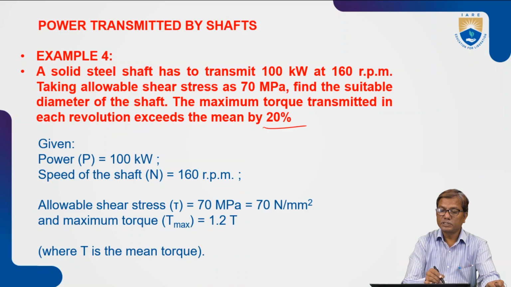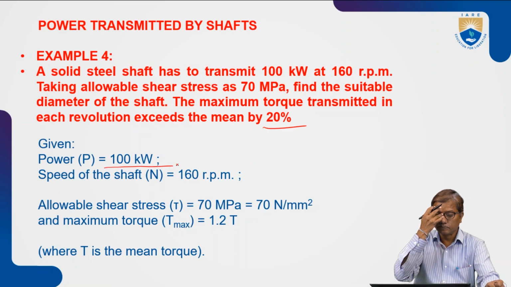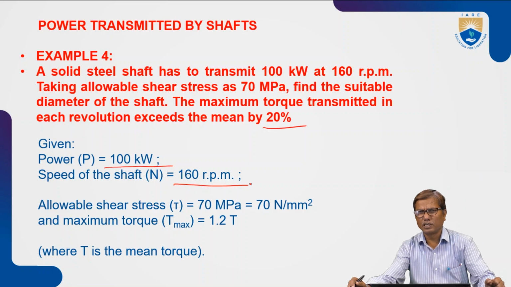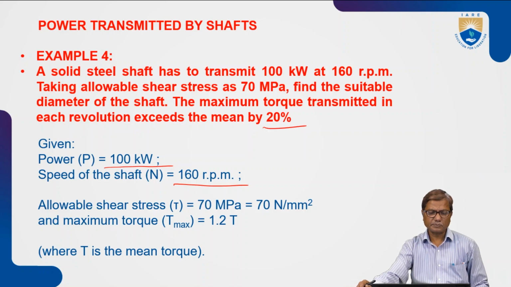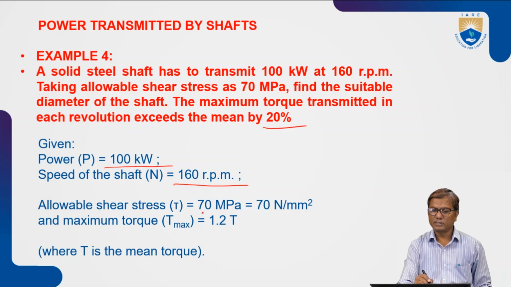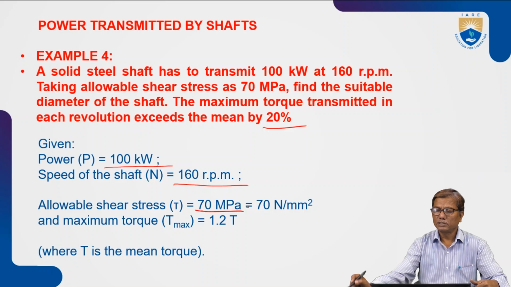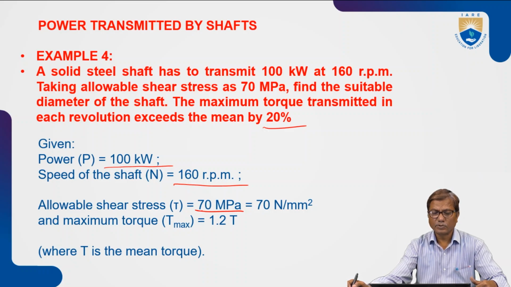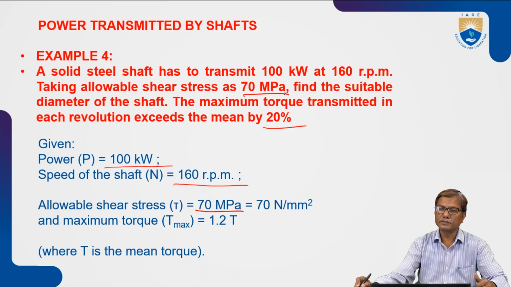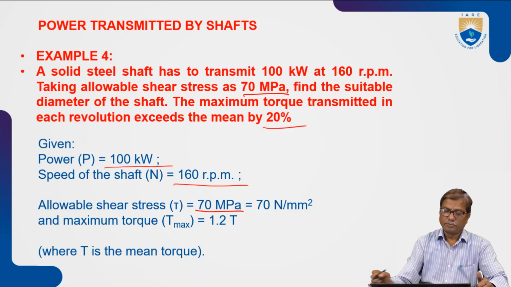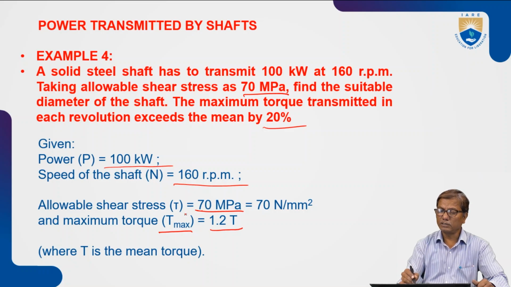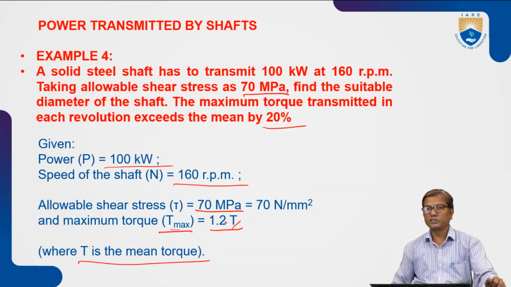So here the power transmitted is given, 100 kilowatts, and speed of the shaft is 160 RPM. And the allowable shear stress is 70 megapascals, and maximum torque is 20% excess of mean torque. This T is mean torque, so maximum torque is 1.2 times the mean torque. This is the condition given.